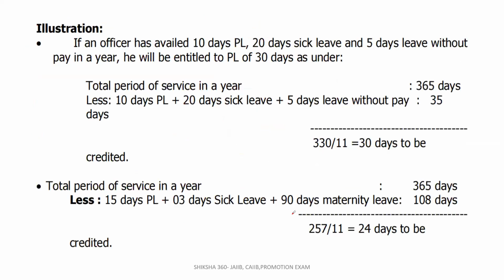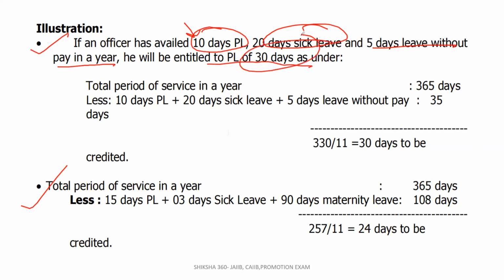So now let's understand the meaning of that. Here we will take 2 examples. If an officer has availed 10 days PL, 20 days sick leave, and 5 days leave without pay in a year, he will be entitled to PL of 30 days. How will he get PL of 30 days? The total period of service in a year is 365 days, and we have to deduct 10 days PL, 20 days sick leave, and 5 days leave without pay in a year.